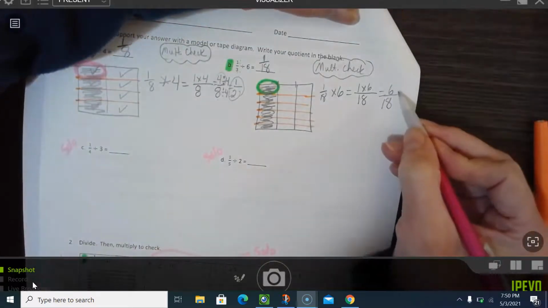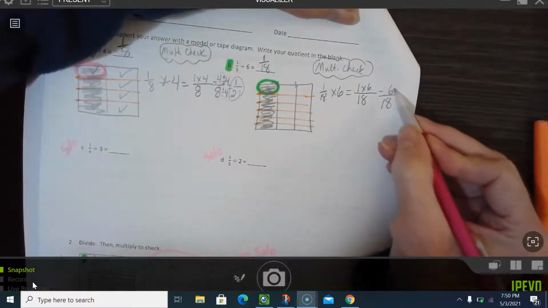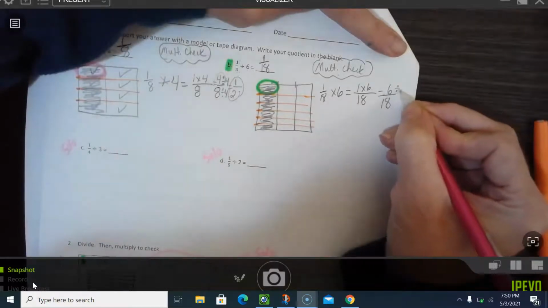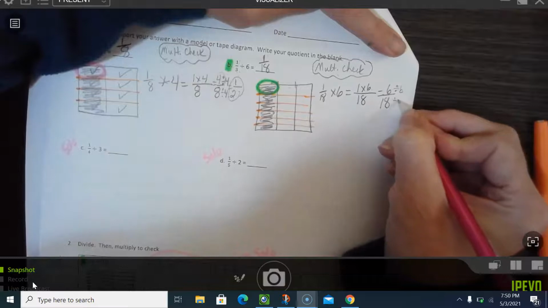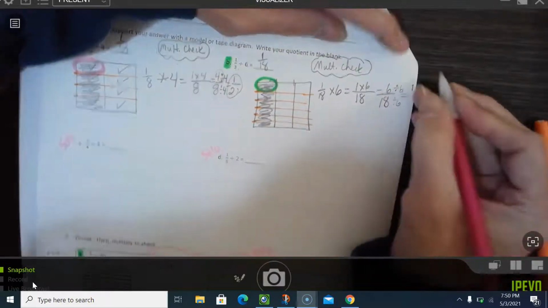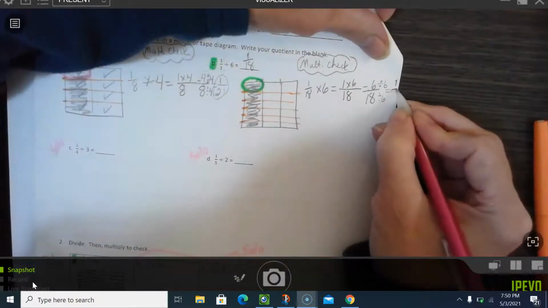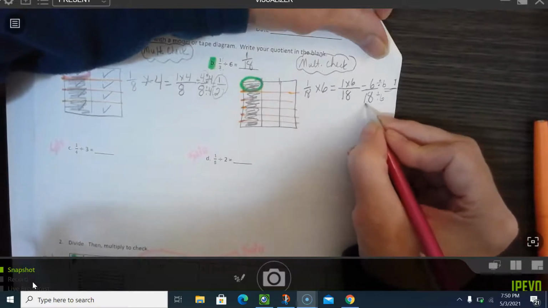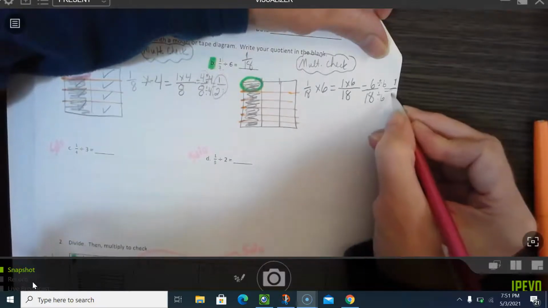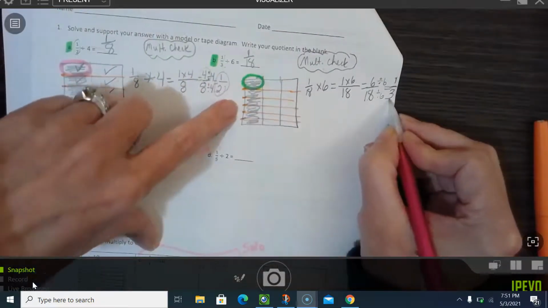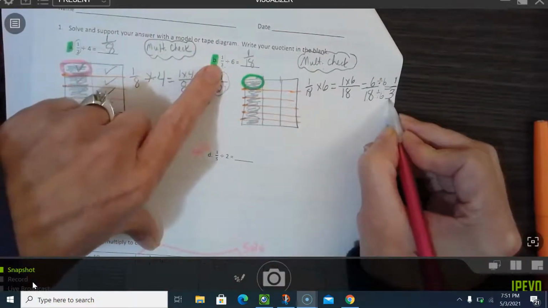So 6, if I count by 6s, 6 is a factor of 18. So I am just going to divide top and bottom by 6. So 6 divided by 6 is 1. And 18 divided by 6, or how many 6s do I multiply to get to 18? My answer should be 3. 1/3 is what I end up with, and 1/3 is what I started with here.